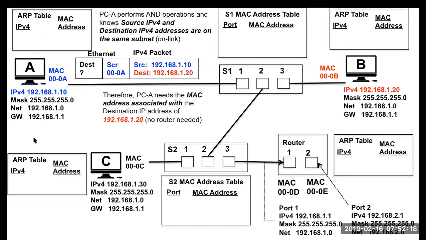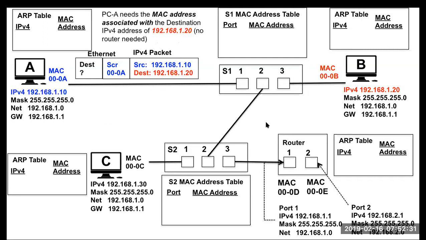Okay, so therefore PCA needs the MAC address associated with the destination IPv4 address. We don't need a router in this case. So where is it going to look for that information? Well, it says I need the destination MAC address associated with 192.168.1.20, the destination IPv4 address. It's going to look for that in its ARP table.